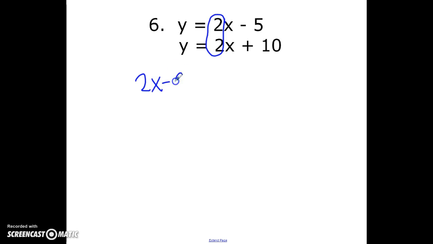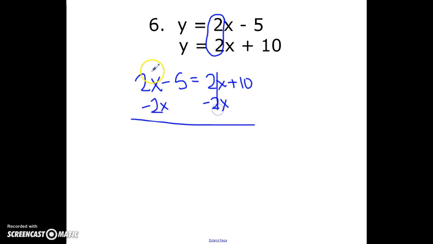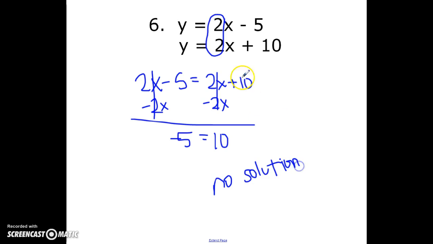So 2x minus 5 equals 2x plus 10, setting them equal to each other. Subtract 2x from both sides. Cancel, cancel. Negative 5 equals 10, which is not true, doesn't make sense, in which case, no solution. So, you should have already known that because they're parallel lines.